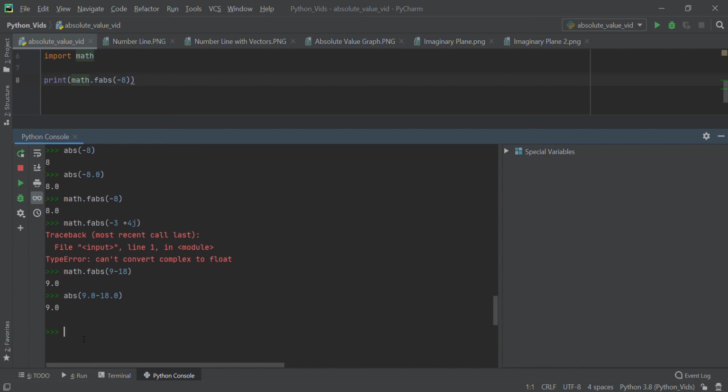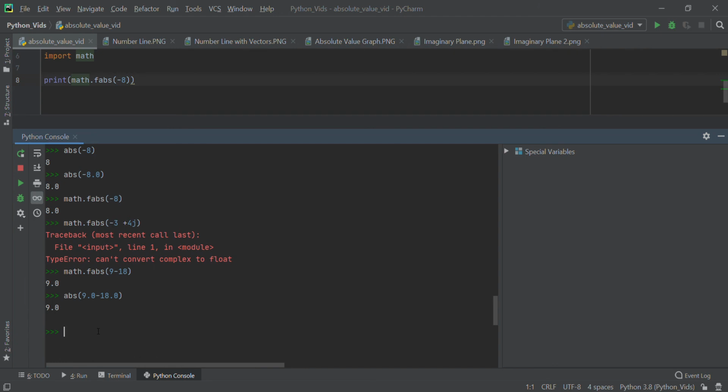So really, I would say the best use case for fabs instead of abs is probably just going to be if you know that you always are going to want a float, and maybe you have a situation where people are going to be putting in different integers or floats, and you always want a float. So maybe fabs is going to be the right thing for you to use. Okay, and so that's math.fabs, and how it differs a little bit, though frankly not that much, from abs.